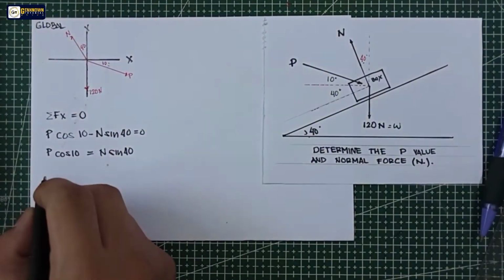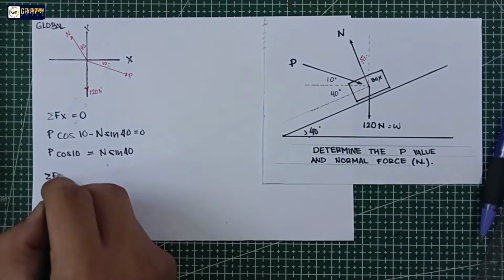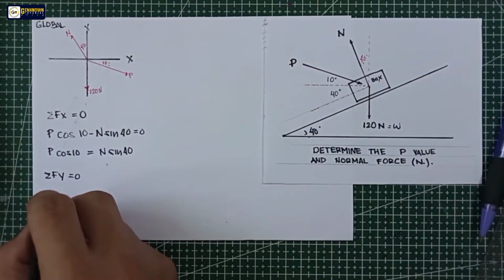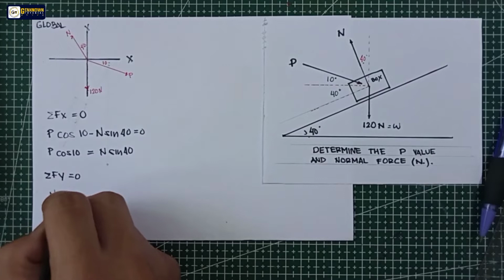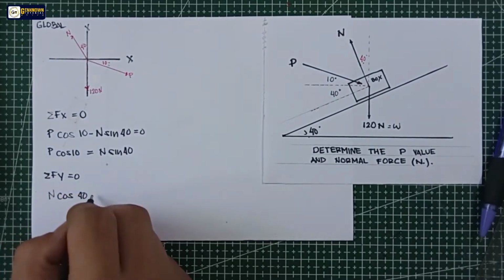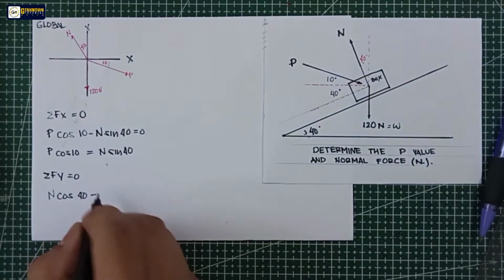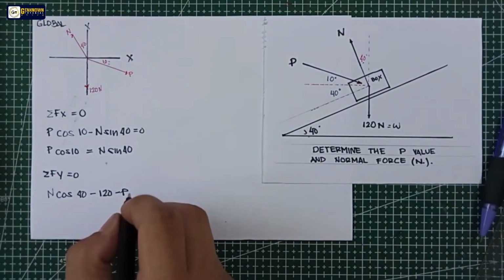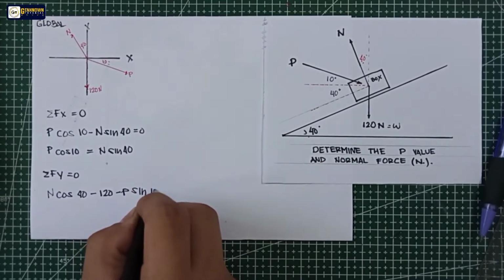Next is for the summation of force y is equal to 0. Okay, all forces going downward is negative. All forces going upward is positive. So we have positive N cosine 40 minus 120, the weight. Okay, minus P, may degree. So sine 10 is equal to 0.